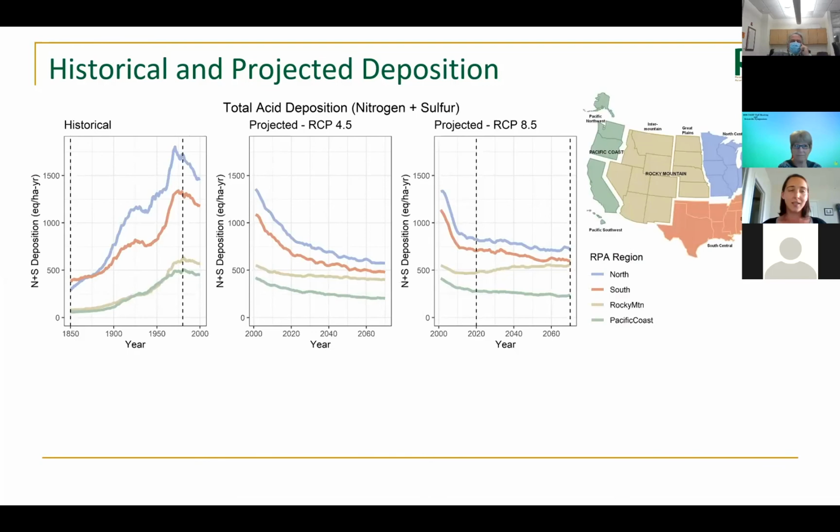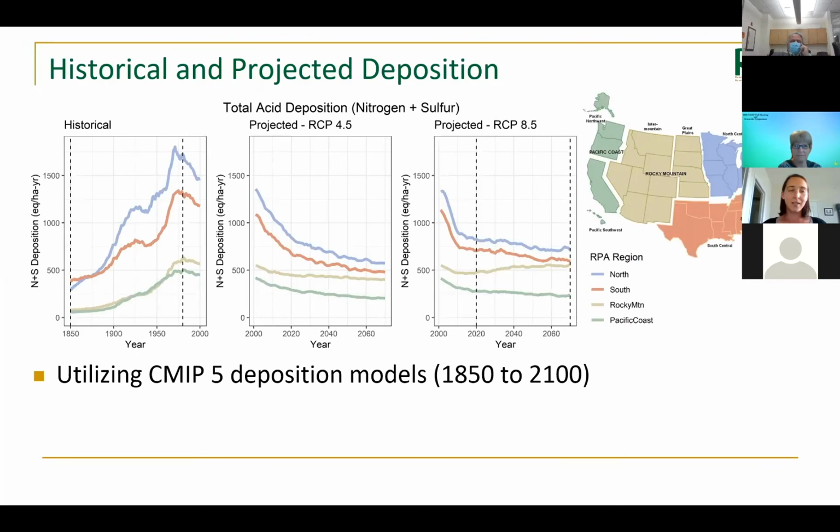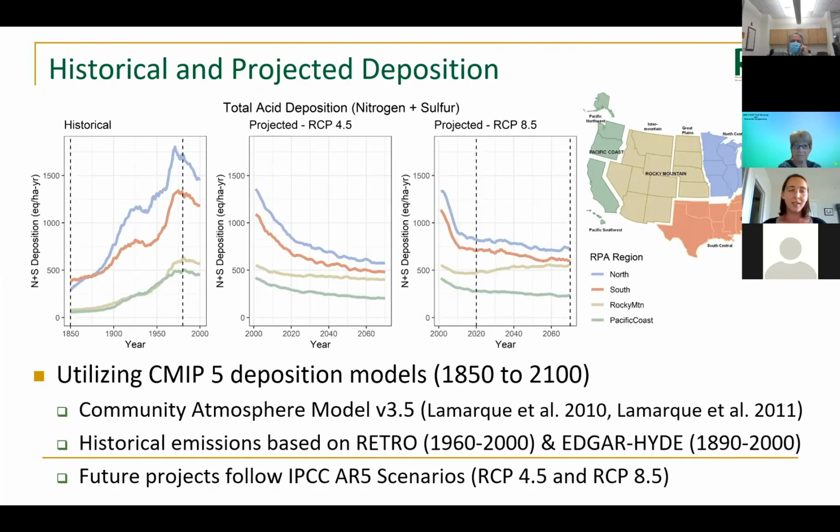And so using the CMIP5 deposition models that are available in the Critical Loads Mapper tool, a little bit of information: those come from the Community Atmosphere Model based on the historical emissions in RETRO and the EDGAR-HYDE, as well as then using those future projections that are already future projected deposition from the Critical Loads Mapper tool, focusing in on the representative concentration pathways 4.5 and 8.5 to match the scenarios that the RPA assessment is already using.